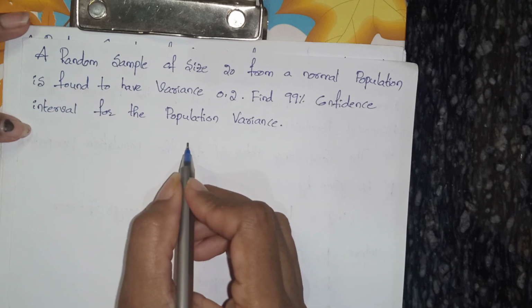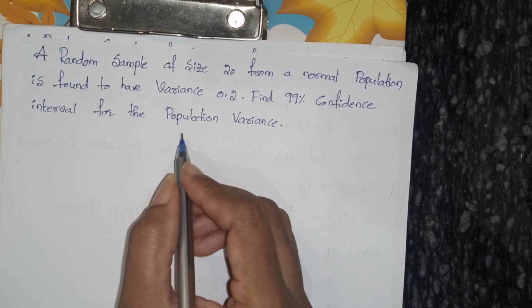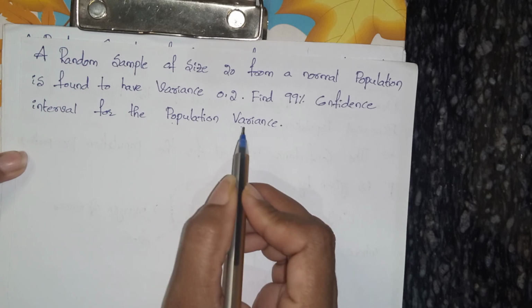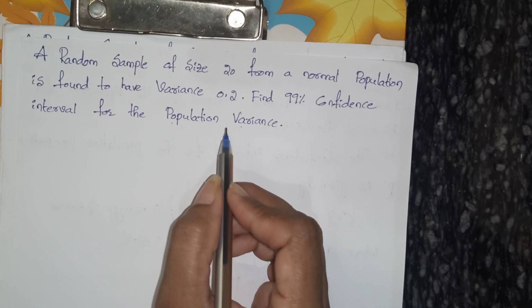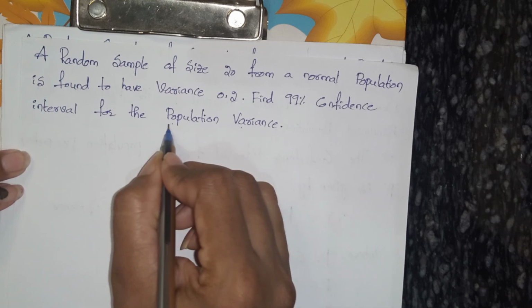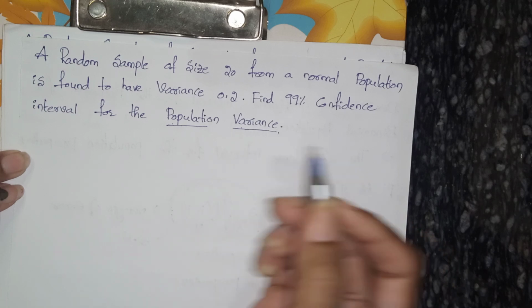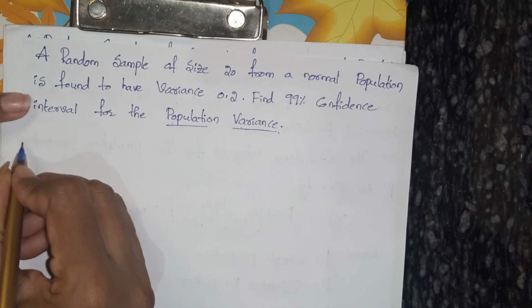If you watch my previous video, when population variance comes, at that time we use chi-square distribution confidence limits. You check my previous videos and you will understand. Let us solve this one.